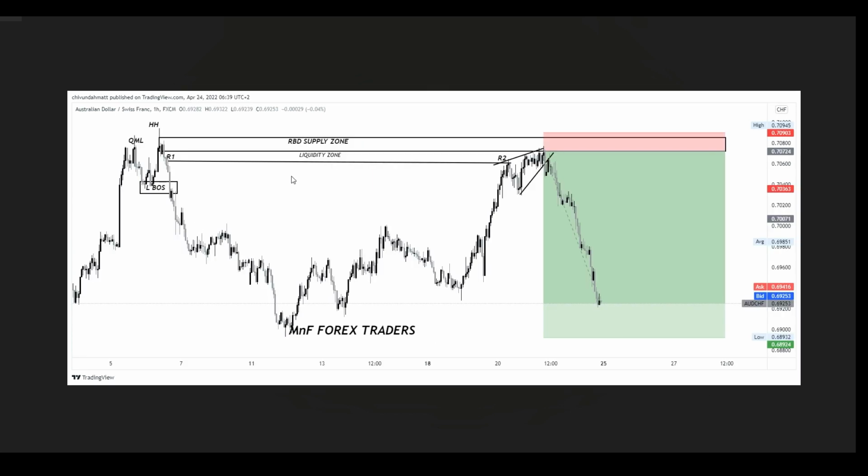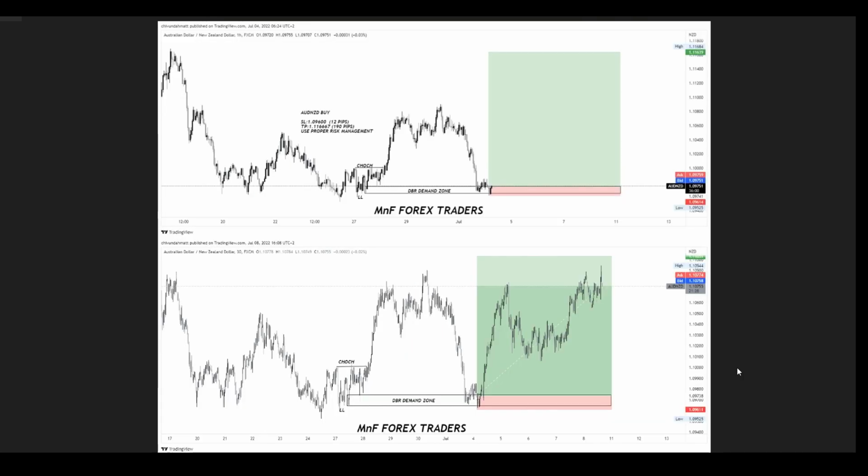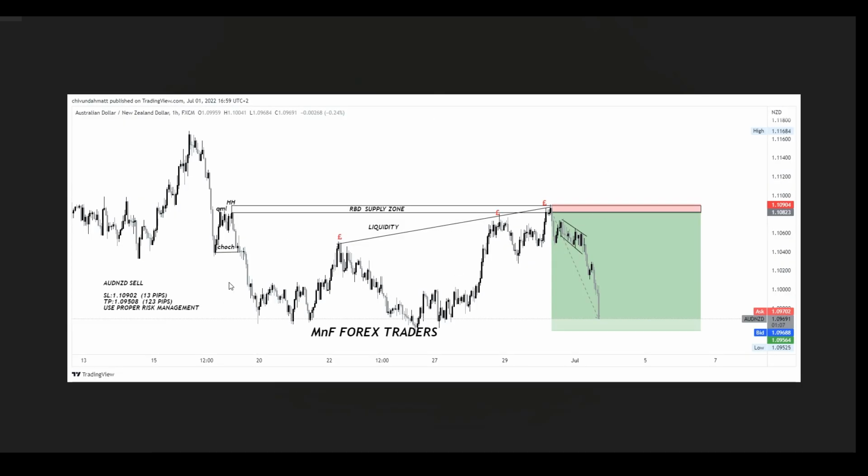The next trade was right here. Nice QML plus liquidity, nice drop right there. This is another one with a nice QML, nice confirmation, nice liquidity, then the market dropped beautifully. Another example is this buy signal that we had at this level: nice rally based drop, based rally. Then liquidity was taken out, then the market came to this level, and then we saw the market go all the way to our take profit. Beautiful.